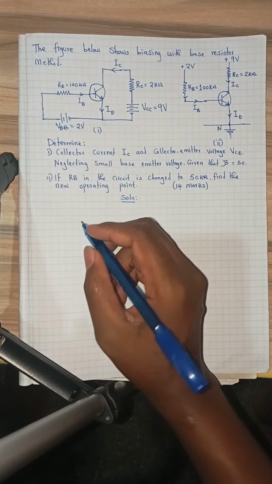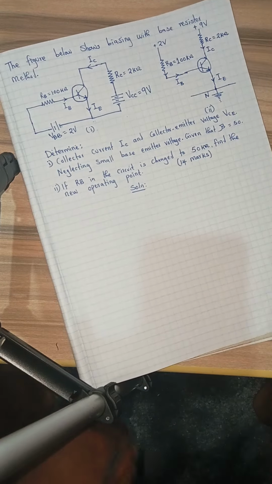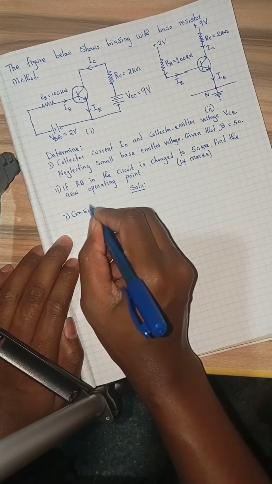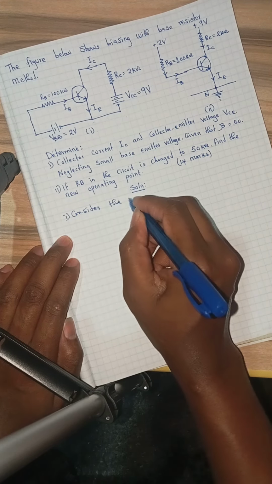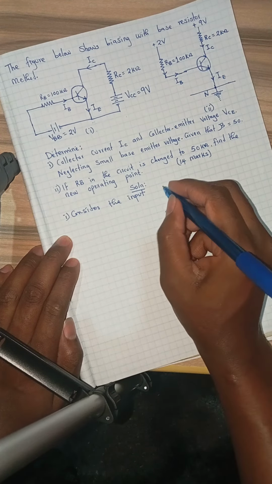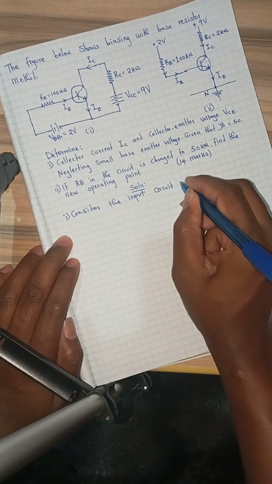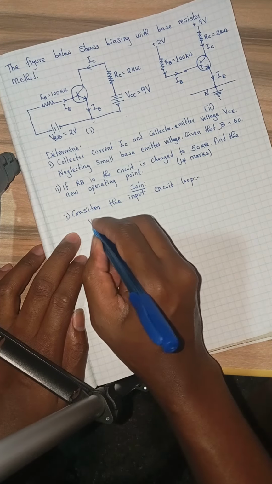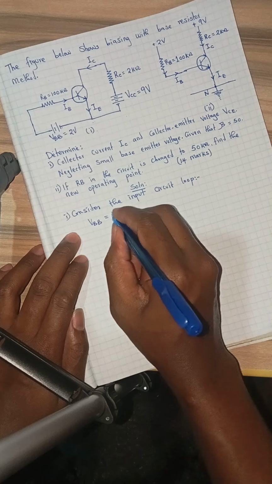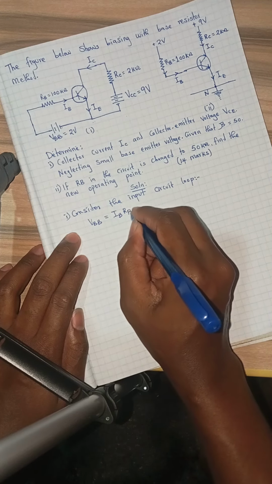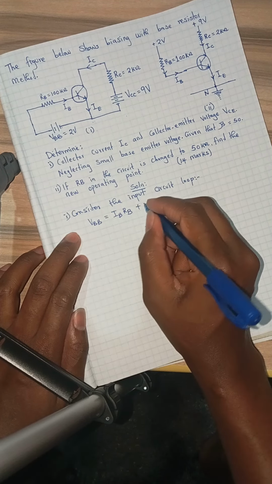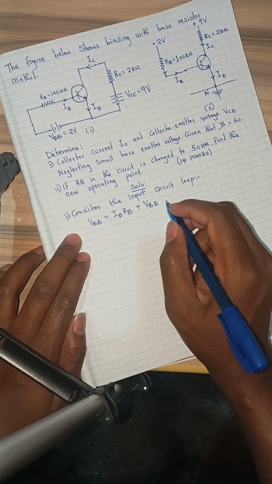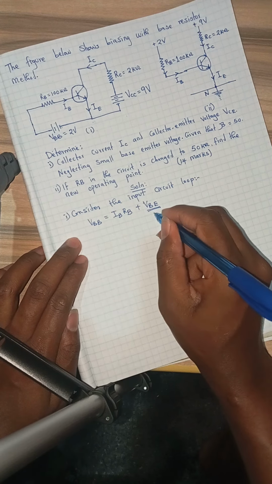So in our solution, first for Roman 1, we consider the input circuit loop. So consider the input circuit loop, we can say that VBB is equivalent to IB multiplied by the base resistor, you add the voltage between base and emitter, that is VBE. And in this case, you realize that our VBE is 0.